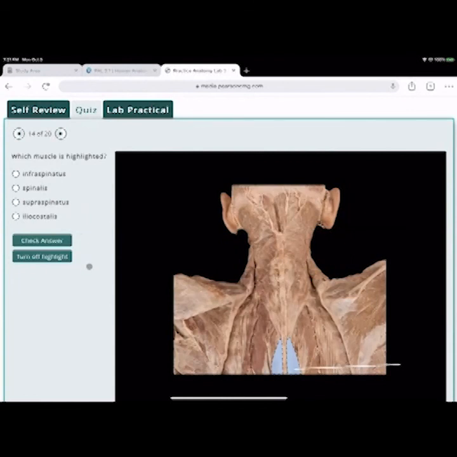This would be the one that's most medial along the spinal cord. Not the infraspinatus, not the iliocostalis, the spinalis. Let's try that one. Perfect. It's a spinalis muscle. It's along the spine.